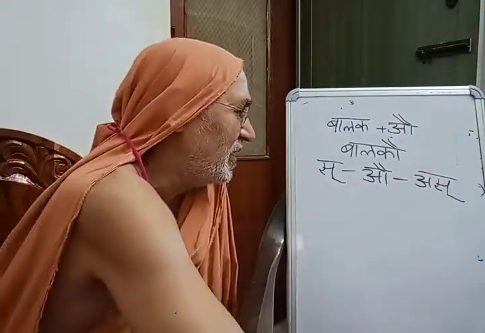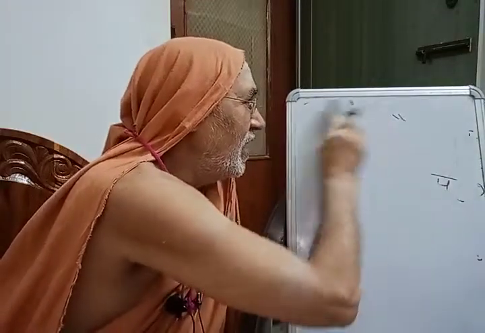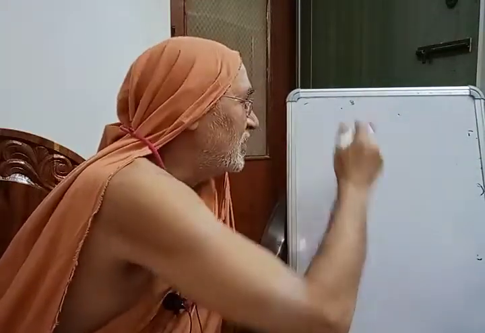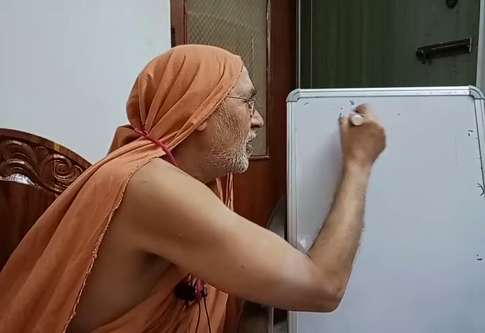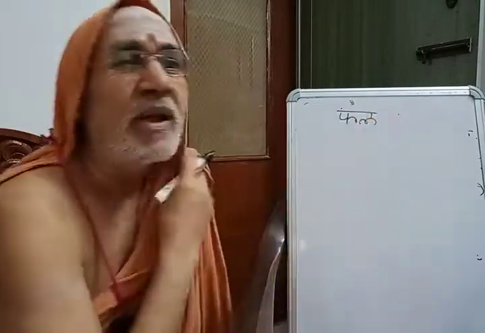Okay. Then Napunsakalinga. For Napunsakalinga, first the suffixes he said. Let us take for example phala. Phala is a fruit.